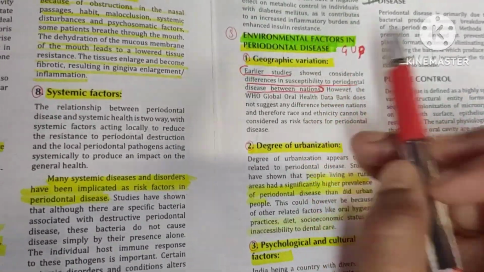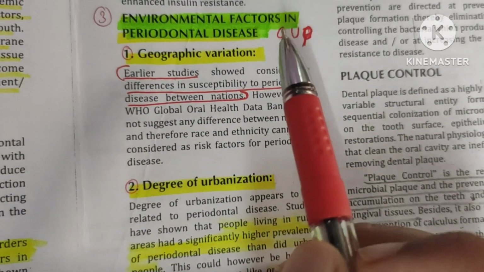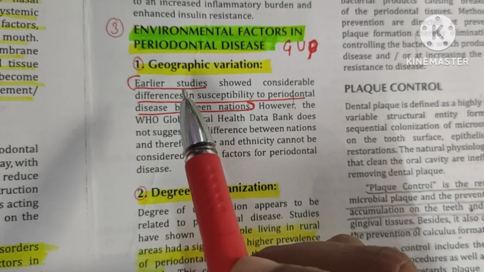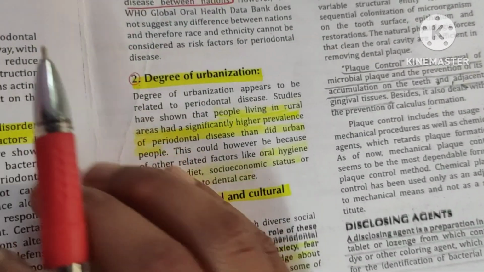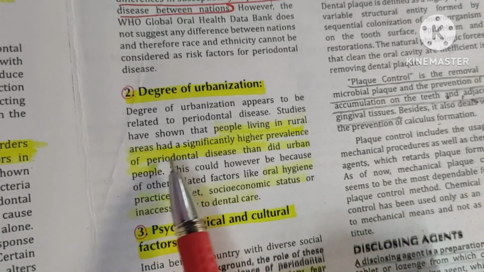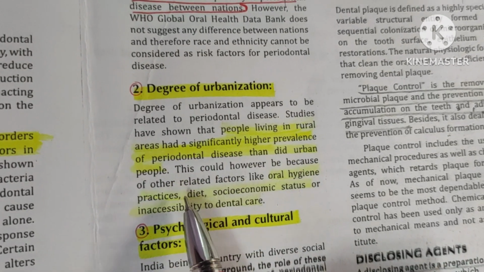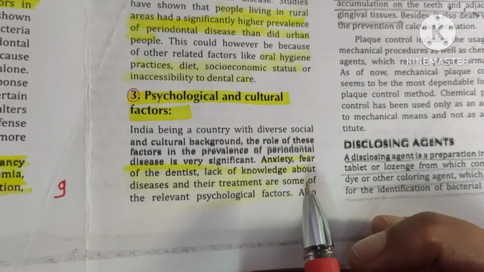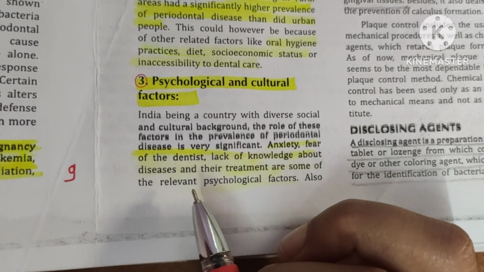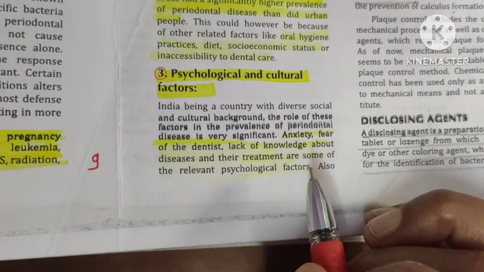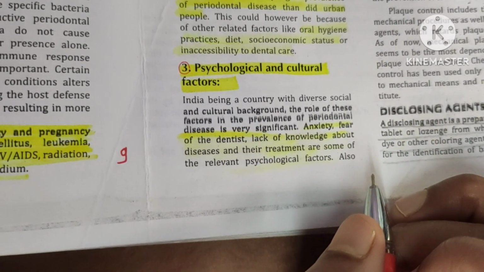The next factor is the environmental factor. Here, the geographical variation and the degree of urbanization. Geographical variation. Earlier studies show a considerable difference in susceptibility to periodontal disease between nations. Degree of urbanization. People living in rural areas have a significantly higher prevalence of periodontal disease than urban people. Psychological and cultural factors. Anxiety, fear of the dentist, and lack of knowledge about the diseases and the treatment are some of the relevant psychological factors. So this is all about the etiological factors, which consist of agent, host, and the environment.